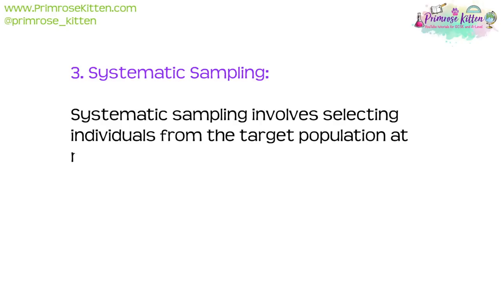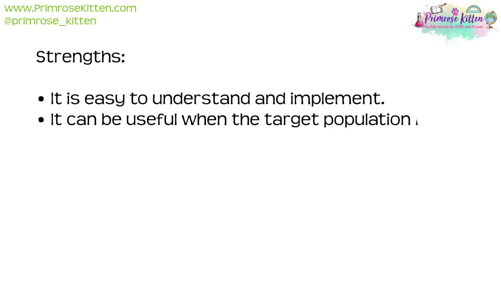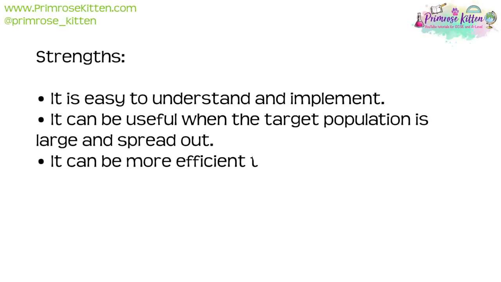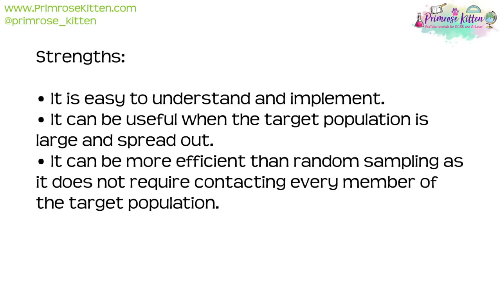Systematic sampling. Systematic sampling involves selecting individuals from the target population at regular intervals, such as every 10th person on a list. What are the strengths? It is easy to understand and implement. It can be useful when the target population is large and spread out. It can be more efficient than random sampling, as it doesn't require contacting every member of the target population.